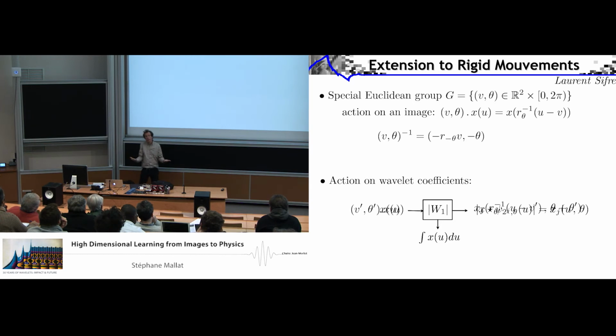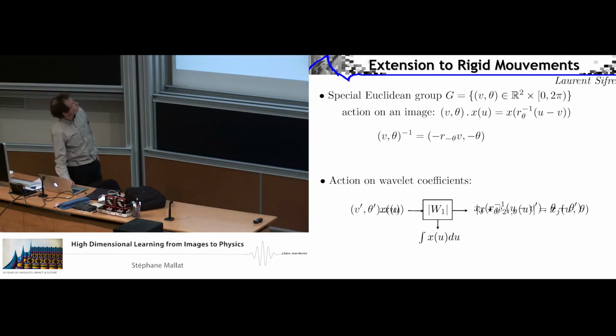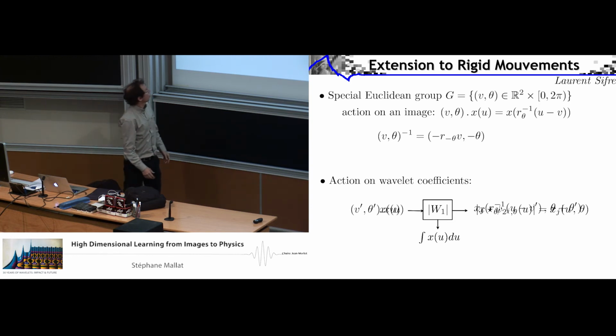The key idea is that these sources of variability still belong to a group. We're going to do the same thing, but instead of doing wavelets on the translation group, we're going to do wavelets on the rotation group or roto-translation group. So we're going to consider the group of all translations and rotations, the special Euclidean group. It acts on an image by doing a translation and a rotation. It's a non-commutative group, but we'll see you can still do a wavelet transform.